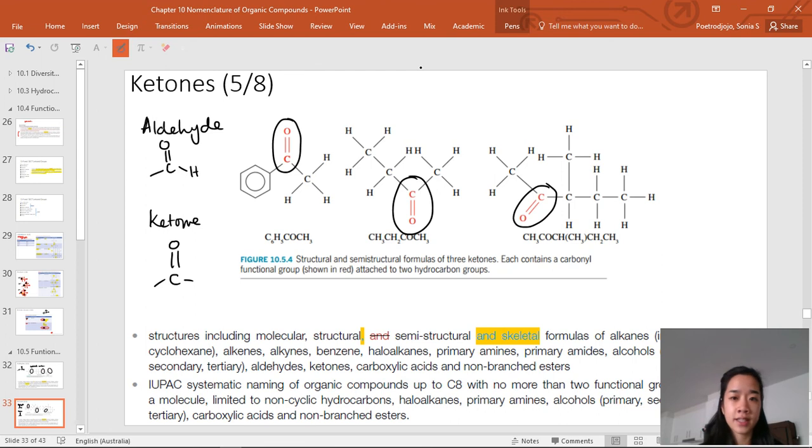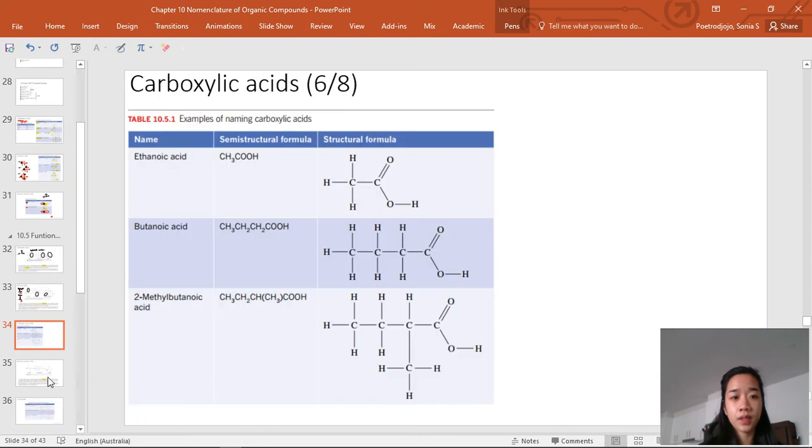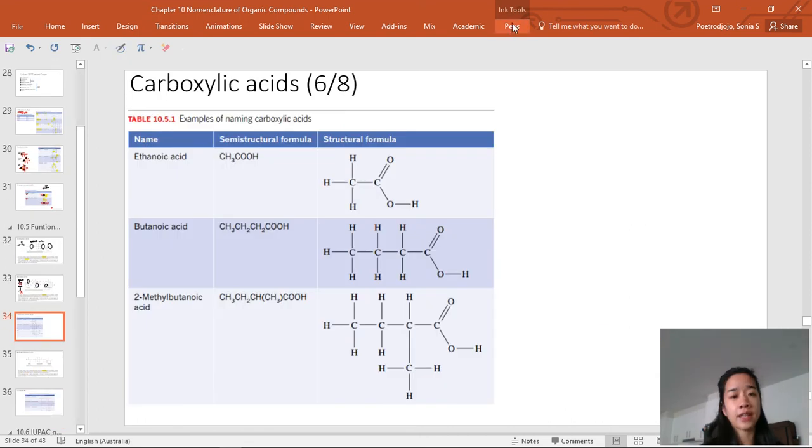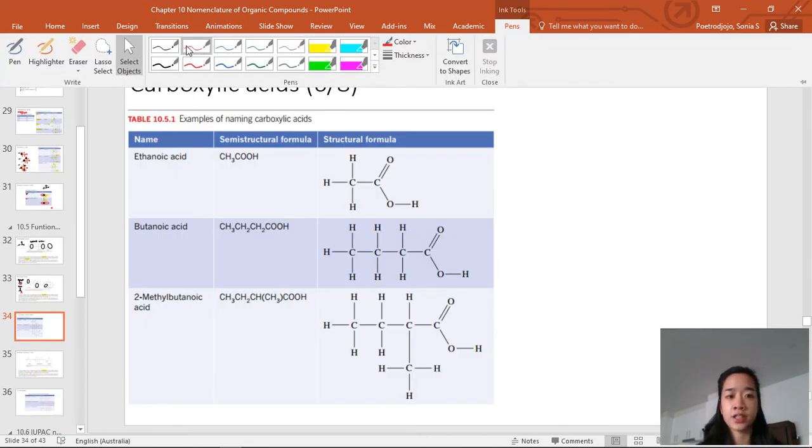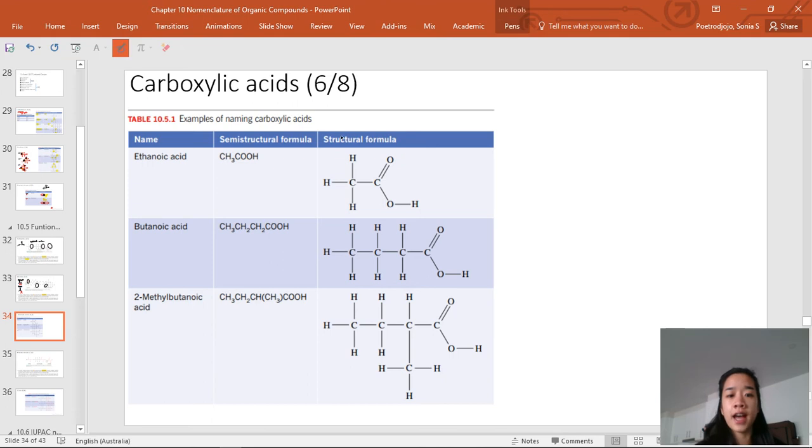And to represent it in the skeleton way, an aldehyde would look like this and a ketone would look like this. Okay. Next one is carboxylic acids, and we've covered this last year, so this is just a refresher. And again, carboxylic acids are similar to aldehydes, are always at the end of a compound. It's always on the terminal carbon. And we can see here that the carboxylic acid is always at the end of the compound.